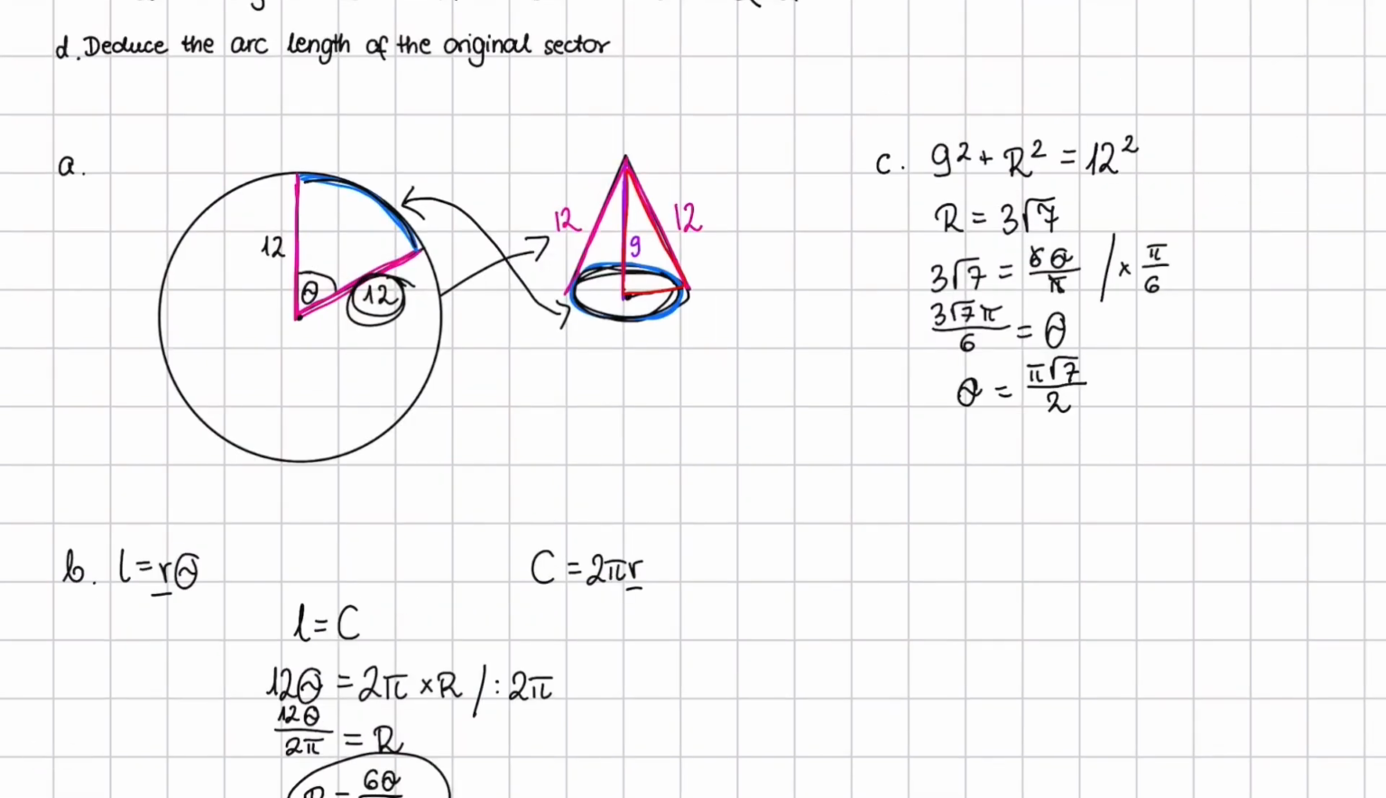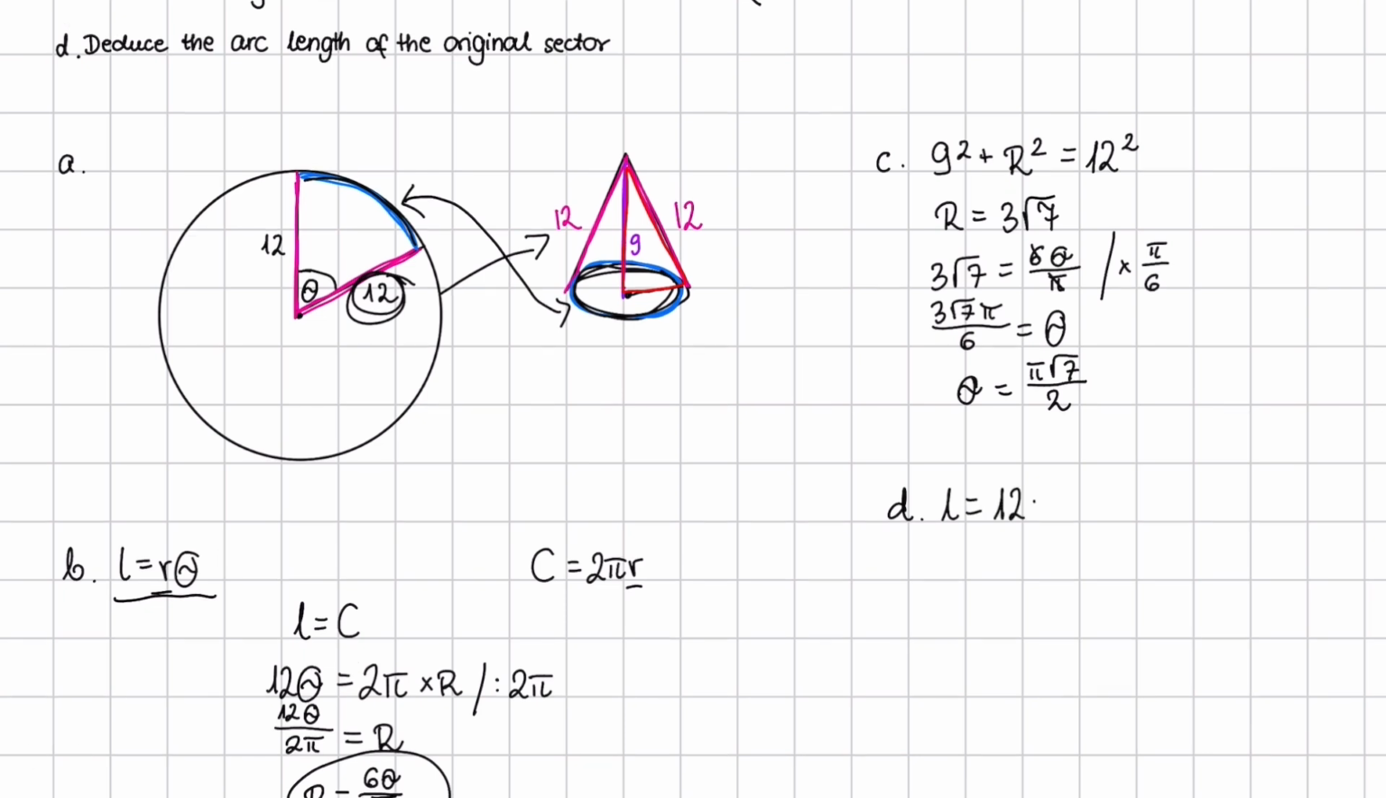And deduce the arc length of the original sector. So we have to just substitute our values into the formula. So L equals radius, so 12, times our angle that we already found, so pi square root of 7 over 2. So here we will have 6 pi square root of 7, of course, centimeters, and that's our answer.